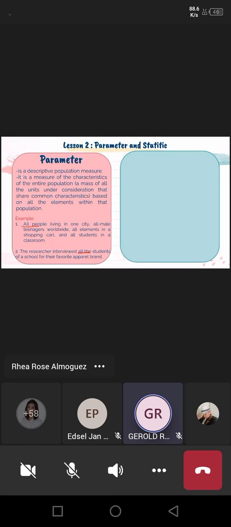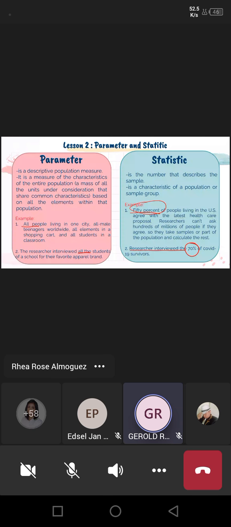So while this statistic, we're only referring to a sample, numerical quantity that describe or are referring to a sample. So siya lang ay part lang. So dito we have 50% of people living in US. Researchers interviewed 70%. Yan, part lang talaga siya, hindi tayo kabuuan. Okay, so I hope clear itong difference between the two, parameter and statistic.